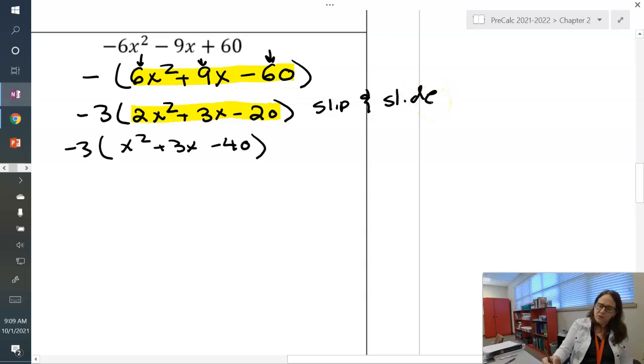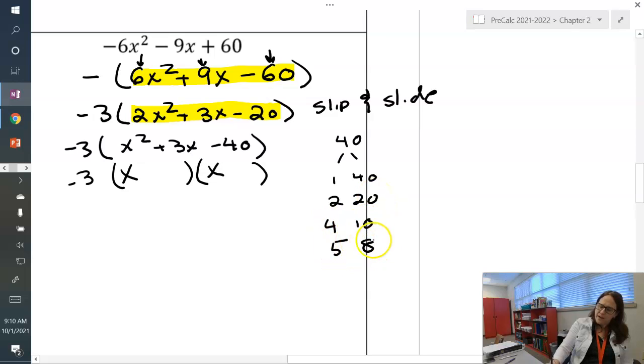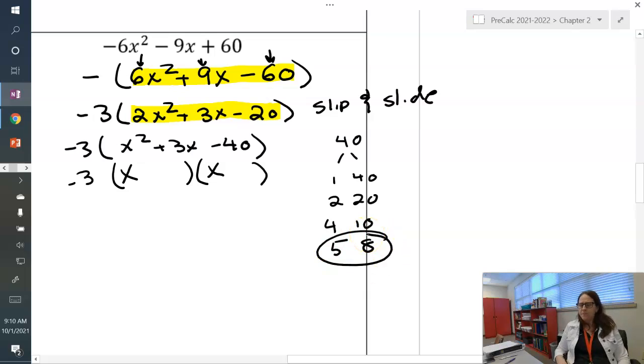We're going to factor this one like normal. So carry down your negative 3. Never forget it. Factors of 40, opposite signs. Add to 3. 1 and 40, 2, 20, 3 doesn't work, 4 and 10, 5 and 8. There we go. That's what I want.